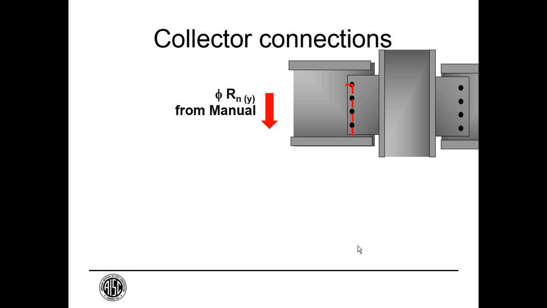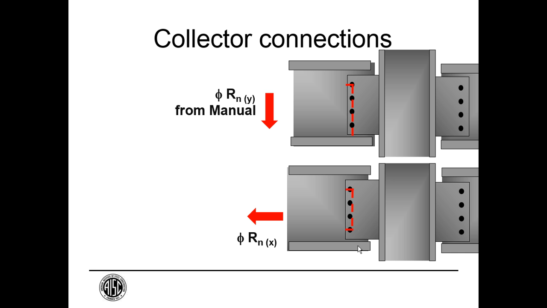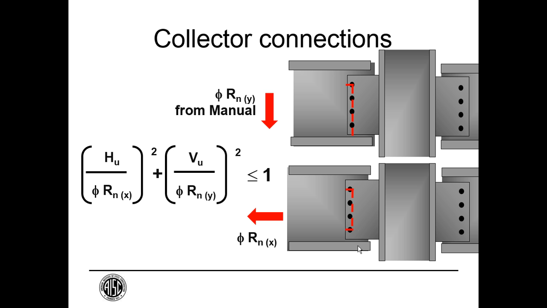The way that this is typically done is to get our strength, say this is a single plate connection, our strength from the manual. For the vertical forces, we can check the same limit states horizontally and simply do a square root of the sum of the squares of our demand to capacity ratios.